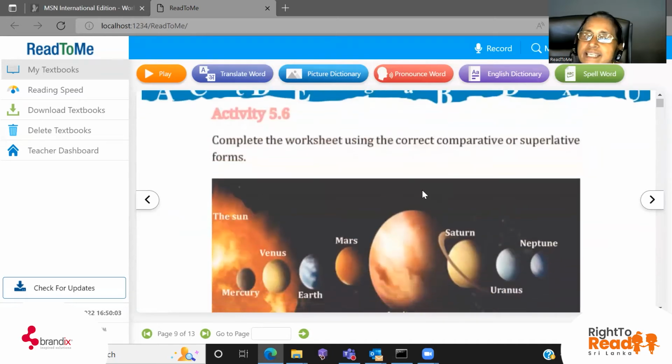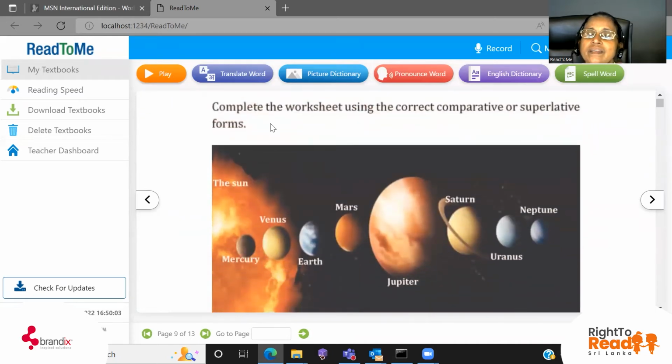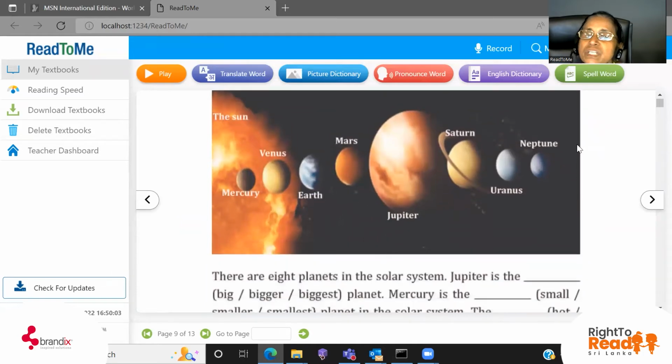Now, what is here? What is this picture? Yes, you can see lots of planets here. What are they? The sun is here. Mercury, Venus, yes, Earth, Mars, Jupiter, Saturn, Uranus, Neptune. This is the solar system. Then how many planets are here? Can you count?